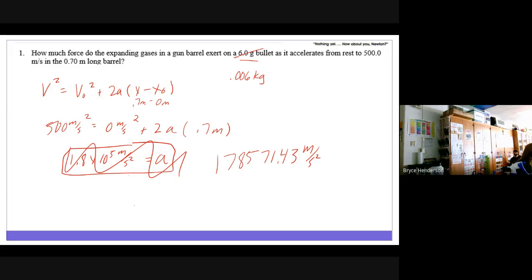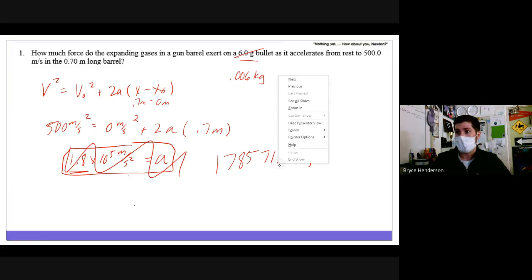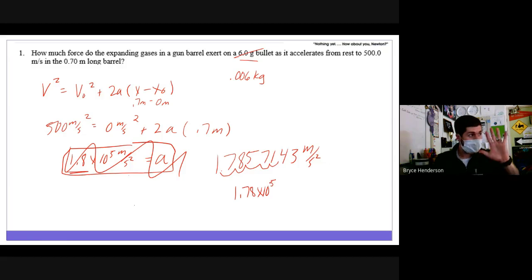Is this a valid answer? Yes, absolutely. But because most people are not going to like it if you say that, you can convert it to scientific notation. Scientific notation basically is where you want your number to be between 1 and 10. So I have to move my decimal place however many times to get it there. From where it is currently, 1, 2, 3, 4, 5, I would really have 1.78 times 10 to the 5th, because I moved the decimal place 5 times, meters per second squared.